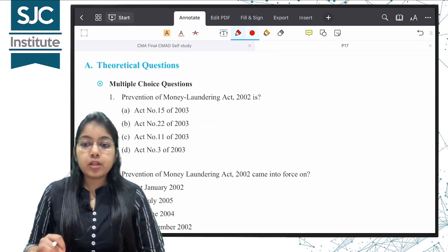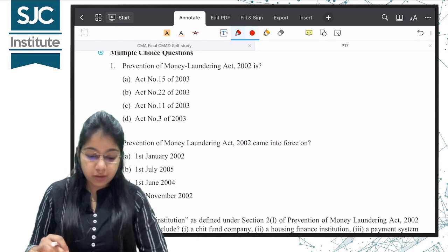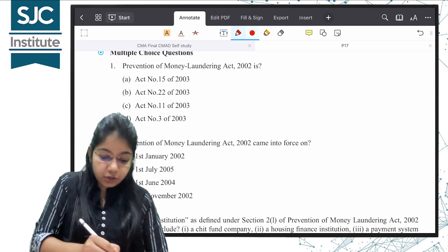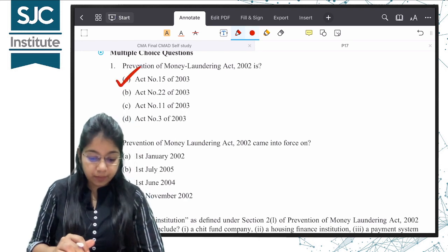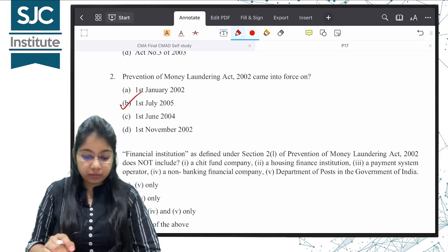Let's go through the multiple choice questions also. There are a few questions. Prevention of Money Laundering Act 2002 is Act number, I already told you, 15 of 2003. And it came into force on 1st July 2005.